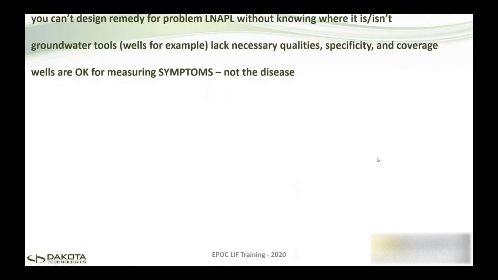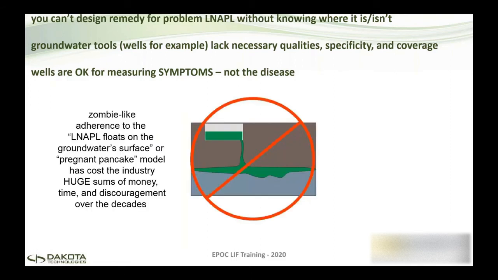Okay. Now you can't design a remedy for these NAPL releases without knowing where it is. And a lot of the groundwater tools like wells, they just lack the qualities, the specificity or the coverage. And wells are okay for measuring the symptoms, right? Is the water impacted, but not the disease that's causing it. And that's the non-aqueous phase liquid or the fuel or the oil, the source term.